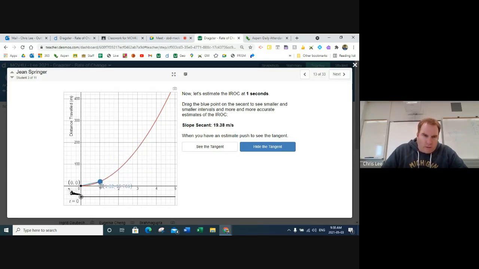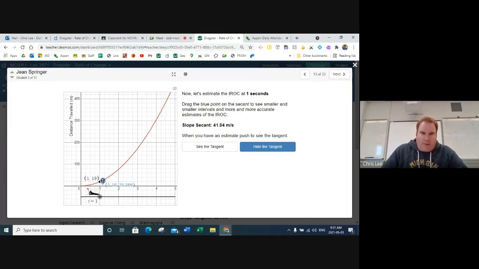If I go down to 1 second, remember the coordinate is not telling me speed. The coordinate is telling me distance. However, it kind of matches here. So drag the blue point on the secant to see smaller and smaller intervals. I think the actual graph started at 1. Yeah. So if we shrink this down smaller and smaller, you can start to see that the secant is doing a pretty good job at estimating it, but not exactly right.